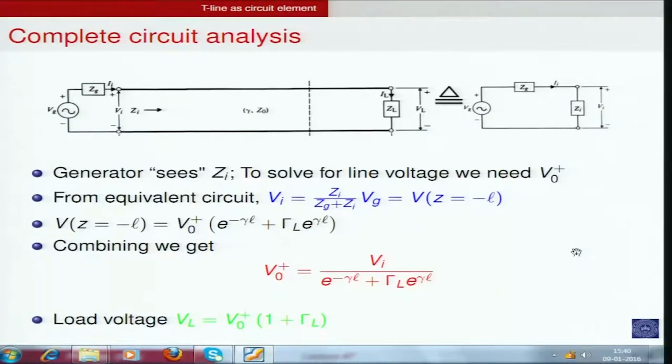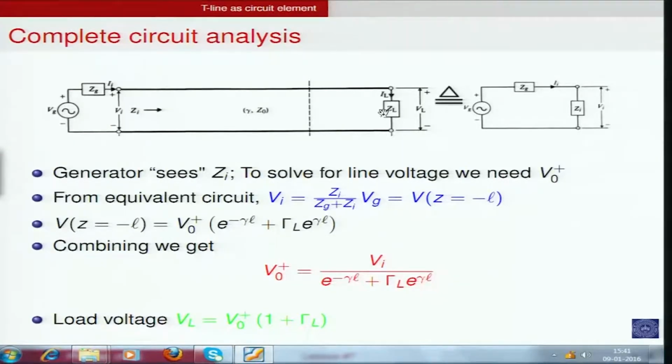Now that we have seen enough about the circuit, let us actually look at the complete circuit analysis. This is important. Here we are going to consider the entire transmission line circuit, including the source and the load. So this is the complete circuit. You have a transmission line which has a certain length L, and then is terminated by the load ZL. The load voltage is VL, the load current is IL. Now the idea is: what should be the load voltage, what should be this V0 plus?